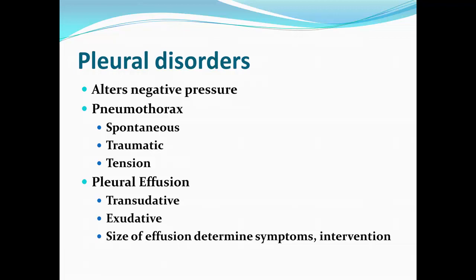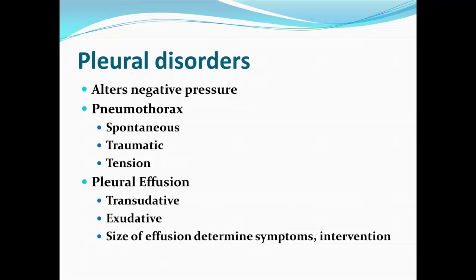Remember that just like the heart, the lungs are surrounded by a sac, and there's a small space in there. So anything that we do in the pleura can alter negative pressure, and negative pressure is necessary for gas exchange to be assisted. Two of the biggest things you'll run into are a pneumothorax and a pleural effusion.